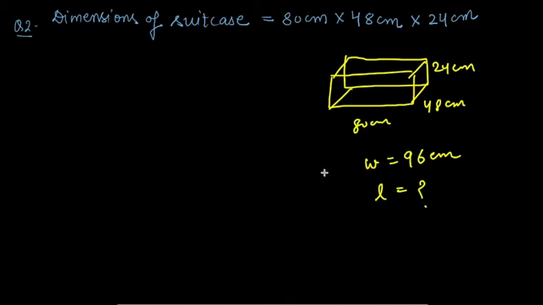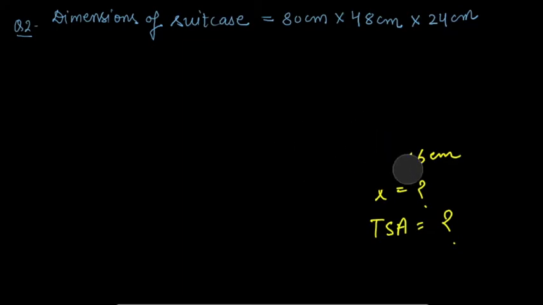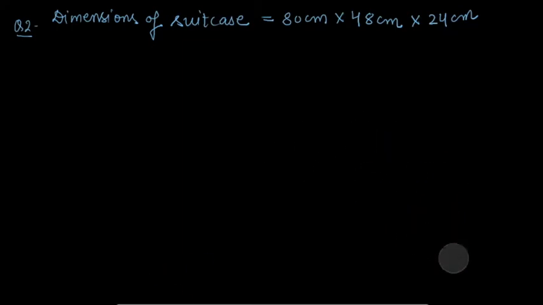Now you have to understand, if you have to cover a suitcase, it means you have to cover it from all sides. You will be calculating TSA, right? If we know the TSA and we know the width of the cloth, then TSA is area. The shape is length into breadth. It's a rectangle. So if I can calculate the area and I already know the breadth of this, I can calculate the length from here, right? So first we will calculate the TSA of this, and then we will divide it by the breadth to calculate the length. So let's see how we are going to do it.